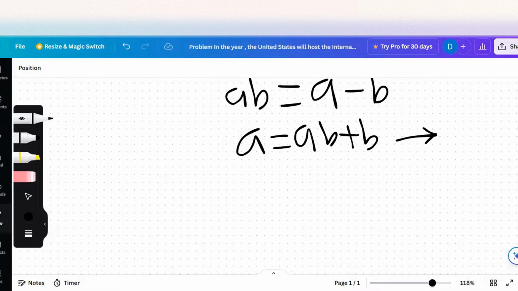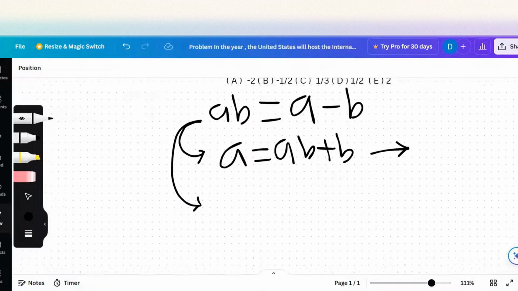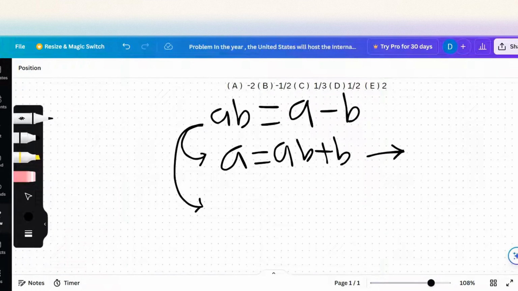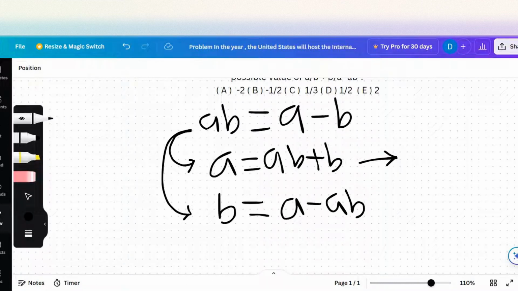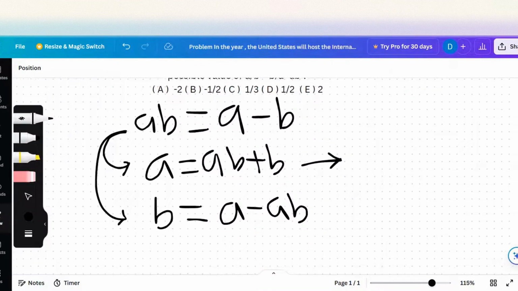So we can also rewrite this first equation, this given equation, into another equation, which would separate B, which would be B is equal to A minus AB. All these equations are equal. All we did was rewrite the variables and move them around from the equal sign.